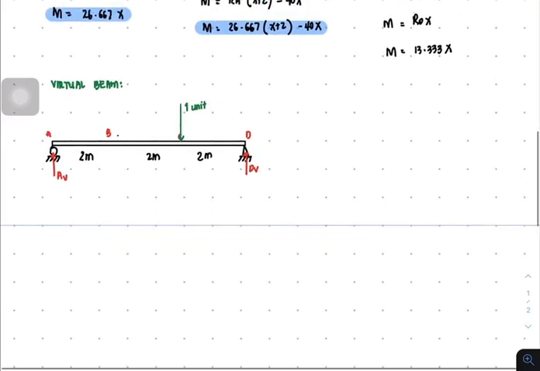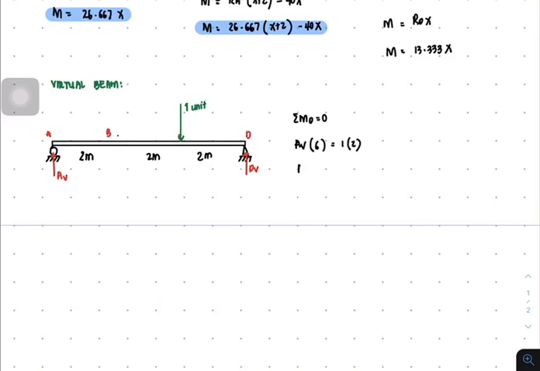So let's do the summation of moment at the point of D equal to 0 to solve for AV. AV times 6 equal to 1 times 2. So AV is 1/3. So the unit is unit. Then summation of forces vertical equal to 0. You will have AV plus DV equal to 1. Then DV is 1 minus 1/3. So the DV is now 2/3 unit.